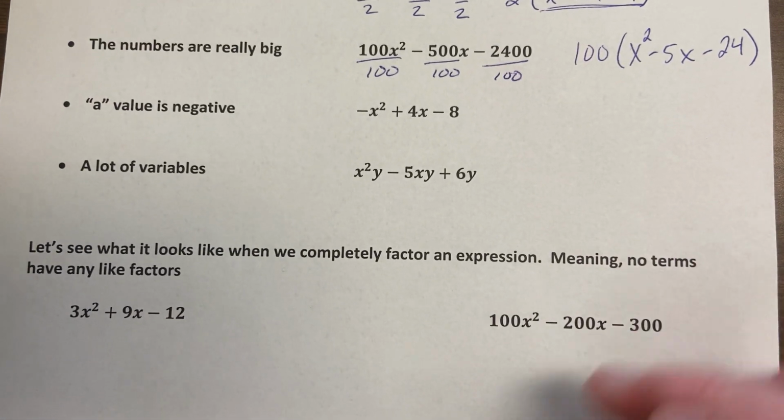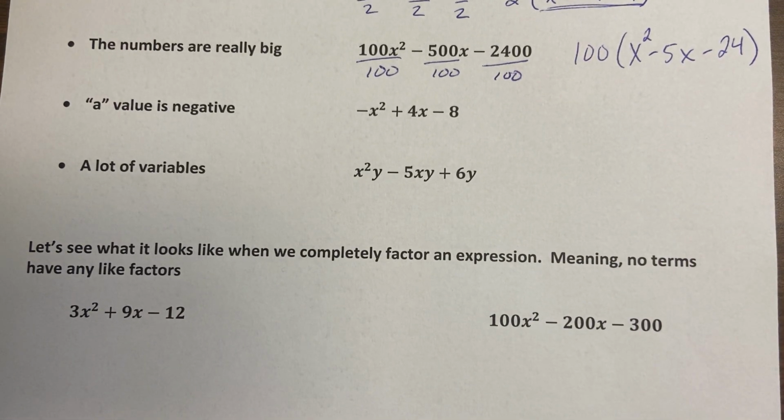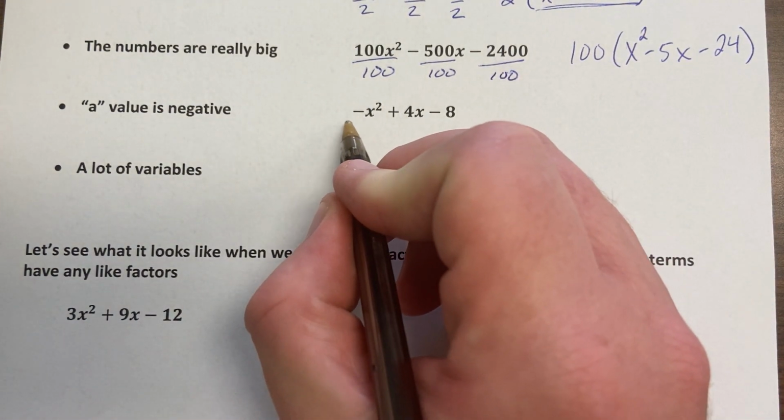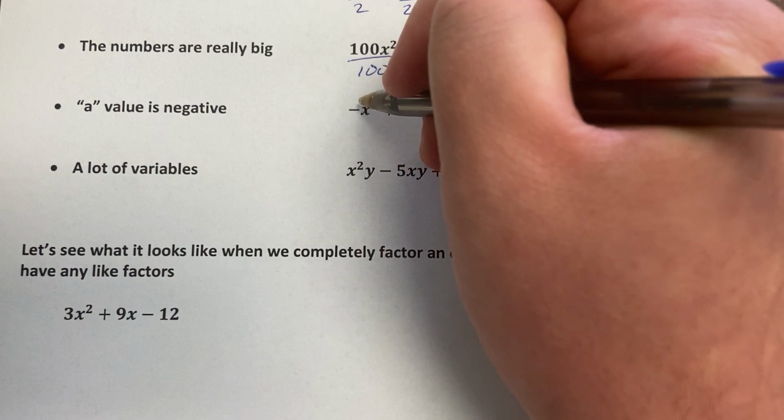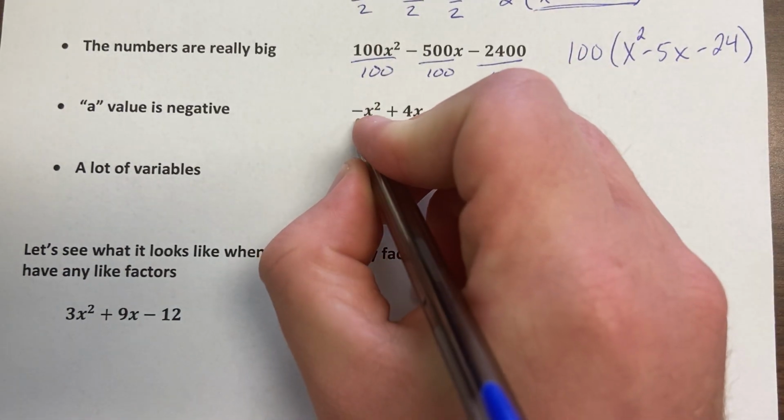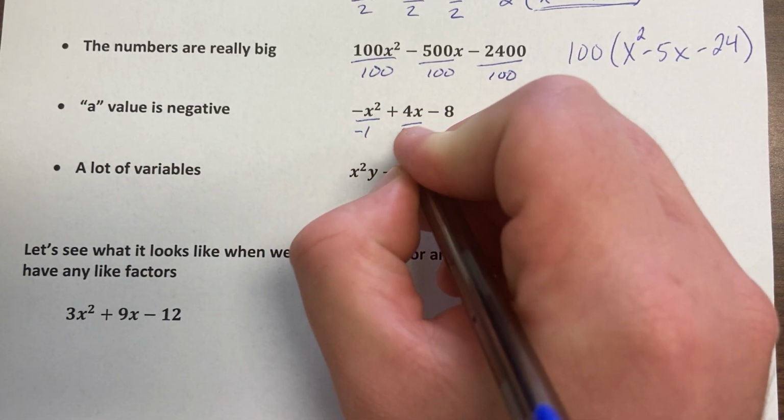Another thing to look out for is when the A value is a negative. Again, the A value is the one stuck to the x squared. If that's a negative, you're going to want to get rid of that, okay? It becomes a lot easier to factor once that A value is a positive. And the way we do that, I don't want this negative here, and the coefficient here is a negative 1. So what we can do is pull out a factor of a negative 1.